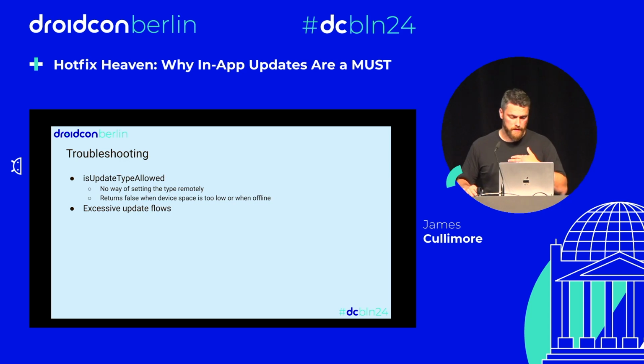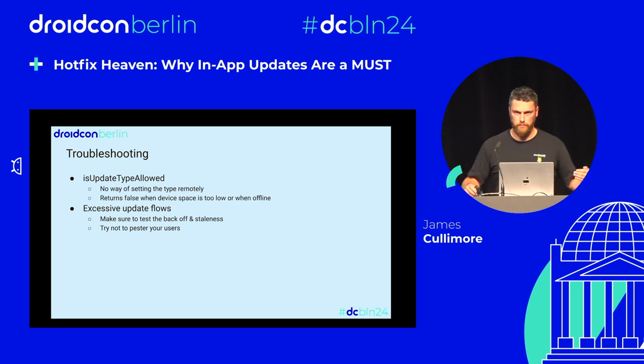Something that's happened to me quite often as well is excessive update flows and checks. When the app actually starts, we need to check that our back off and staleness is actually working as it is, and that you're also not showing the update flow every time the activity is on resume, for example. That mistake I also made myself. We don't want to pester our users. We want to give them every opportunity we can, but we don't want to pester them. We don't want to block them every time either.